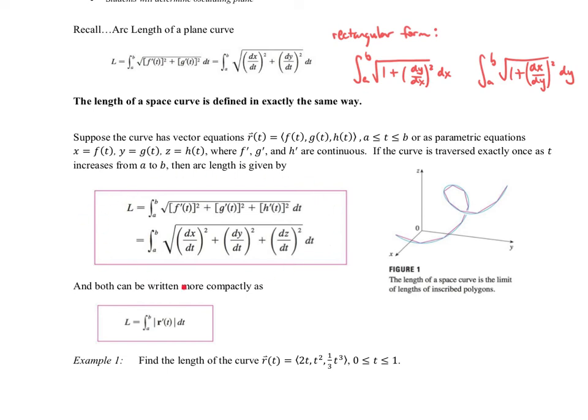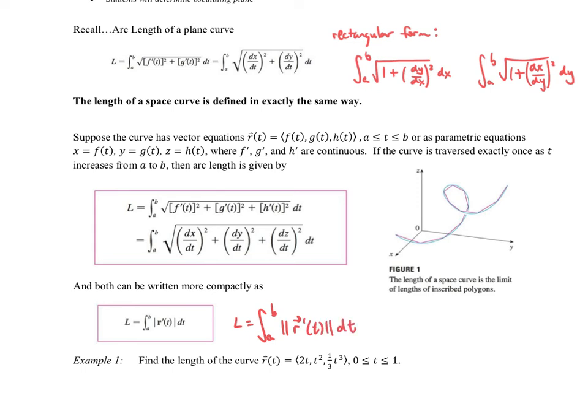I know it looks really ugly, but keep in mind that, more simply, it is the magnitude of r prime. The square root of all of these components squared is the same thing as the magnitude of r prime. Remember, in our textbook they use the single bar, and in our class we often use the double bar. So it's the integral of the magnitude of r prime of t dt. That's going to be our arc length.